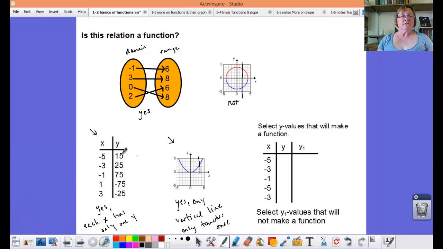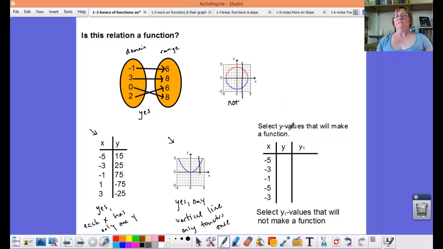You can see my answers to these questions here. On the left in this table, yes, this is a function. Each X has only one Y. There is no repeated X in here, so each X goes with only the Y that it's shown with. In the graph, this is also a function since a vertical line only cuts through the graph in one place.